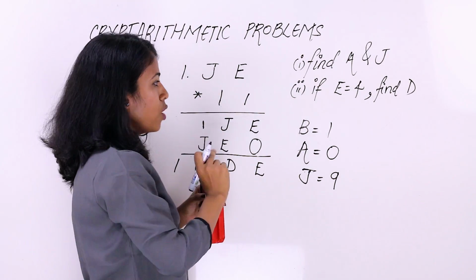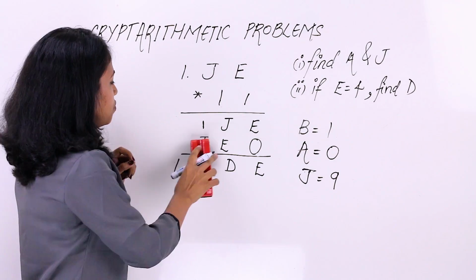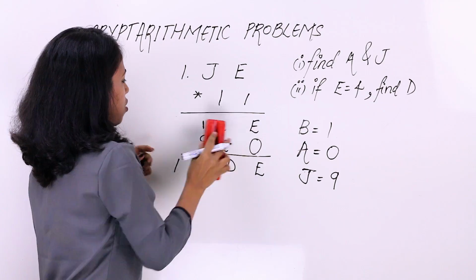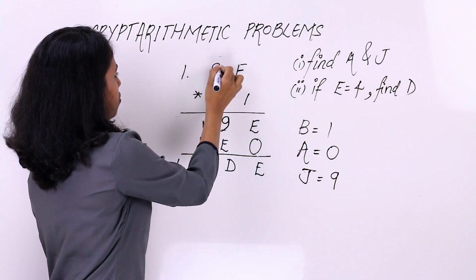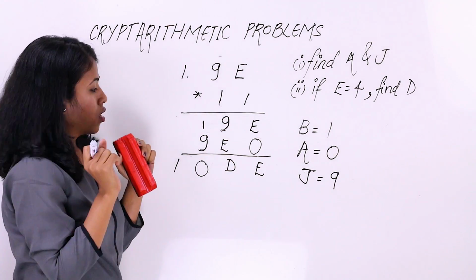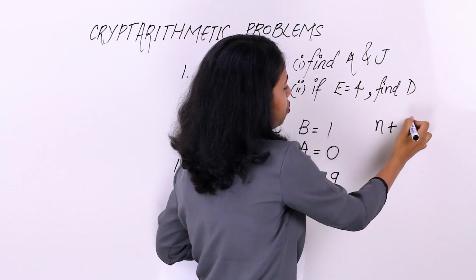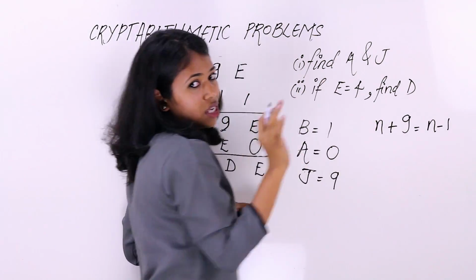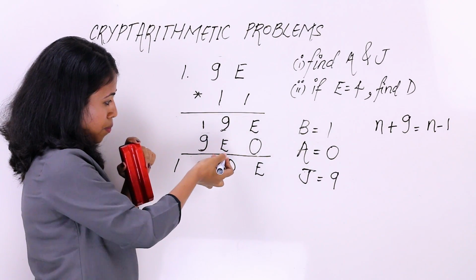Let's talk about the second part of the question, which obviously is getting easier and easier now. Replacing J with 9. Nine plus E gives me D. If you remember, I told you that any digit n when added to 9 gives n minus 1, with carry as 1, right? Alright, now 9 plus E.